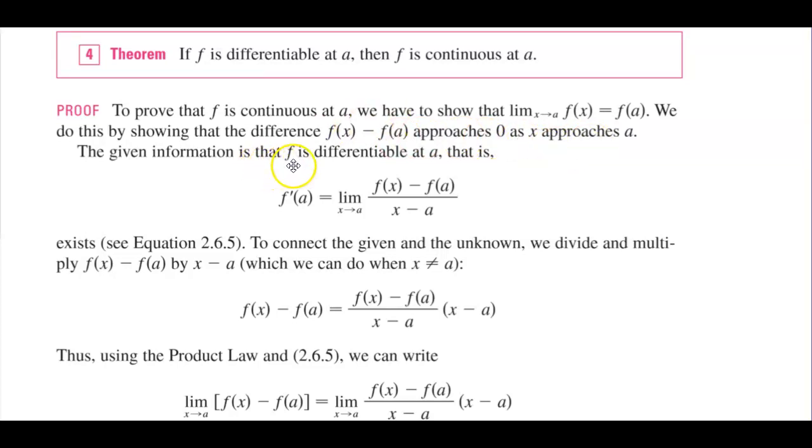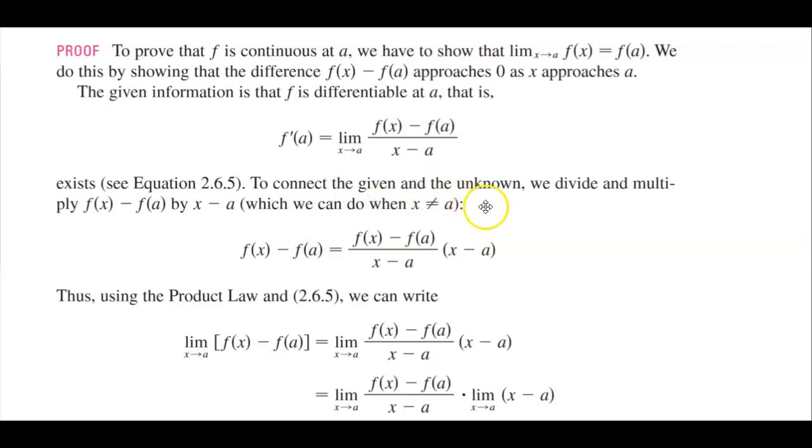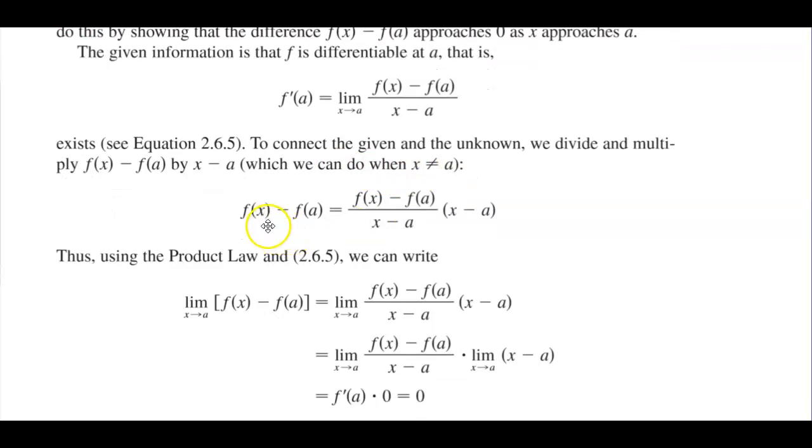So the given information is that f is differentiable at a, so that is, f prime of a is equal to the limit as x approaches a of (f of x minus f of a) over (x minus a) exists. Now, to connect the given and the unknown, we divide and multiply f of x minus f of a by x minus a, which we can do when x does not equal a. So here we have f of x minus f of a, which is equal to (f of x minus f of a) over (x minus a) times (x minus a).